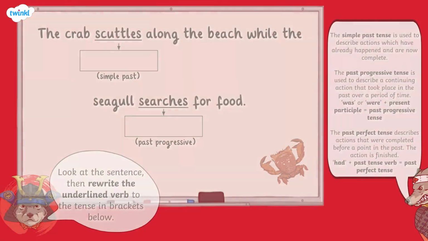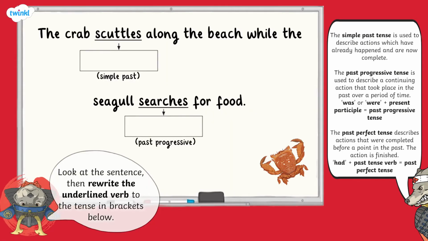For our final question, you're being asked to look at the sentence, then rewrite the underlined verb in the tense in the brackets below. The crab scuttles along the beach while the seagull searches for food. You may wish to write your answer down on a whiteboard or a piece of paper, or you may just wish to say your answer out loud. Pause the video now and hit play when you are ready.